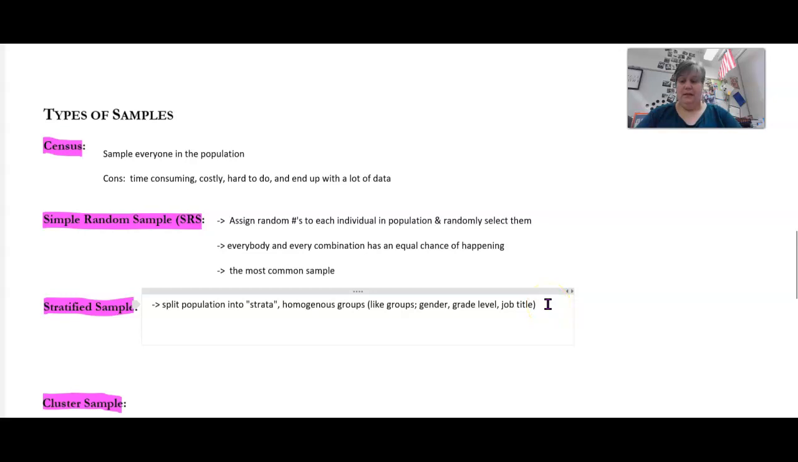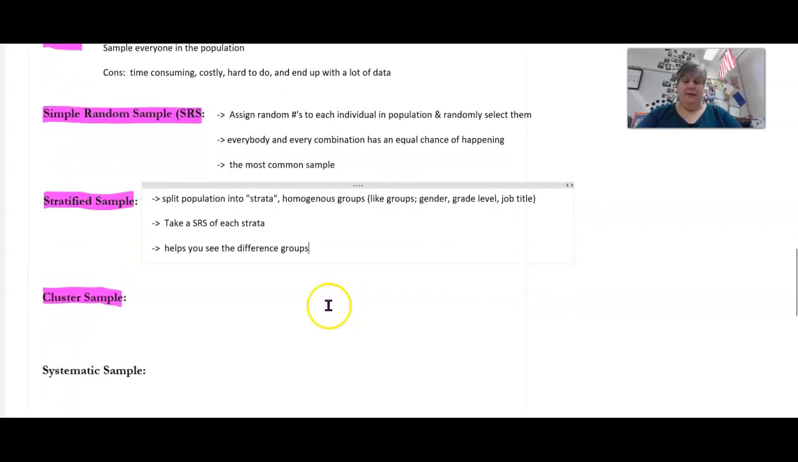Okay. With the stratified sample, you take an SRS of each strata. So once you split them into the groups, then you take an SRS of each strata, of each group. Stratified samples are really nice because they help you see the difference among groups.